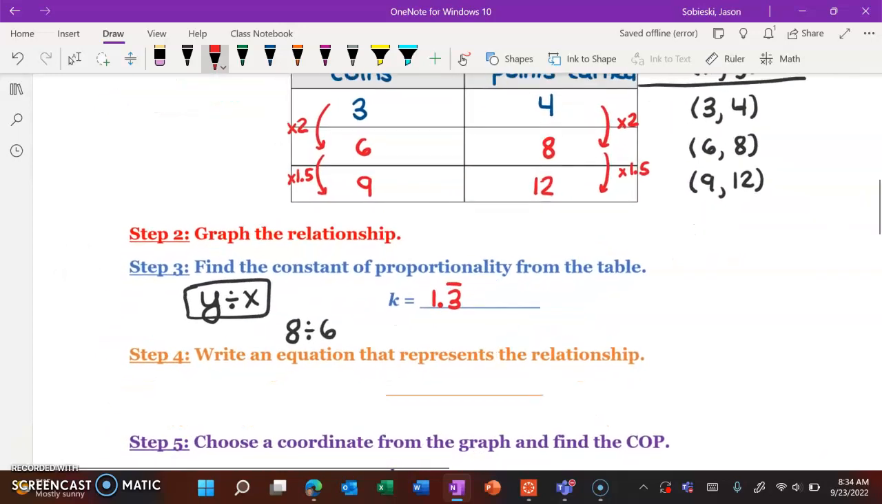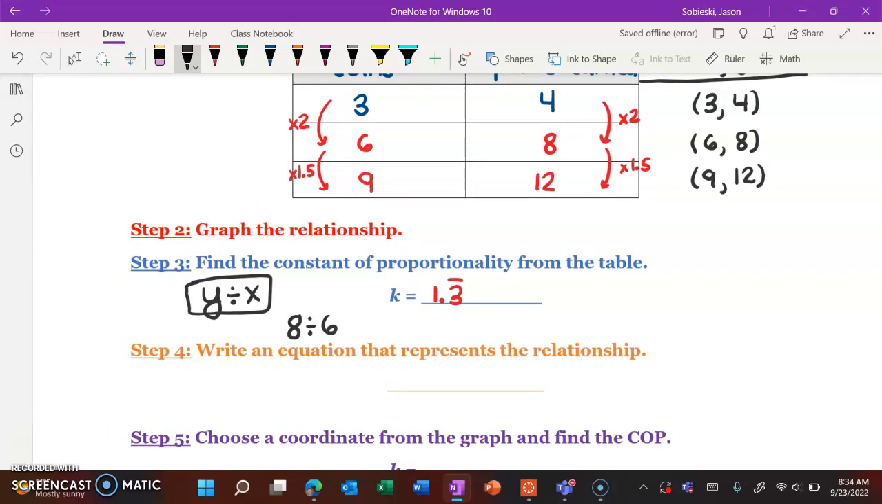Step 4, like we were used to, is writing an equation that represents the relationship. Again, just like you did on your quiz, our form for an equation is always y equals kx. And I'll box that so that you always remember that. Again, the only thing that we need to substitute in is that k value. So maybe we can go y equals 1.3 repeating x. And that would be the equation that represents the relationship.